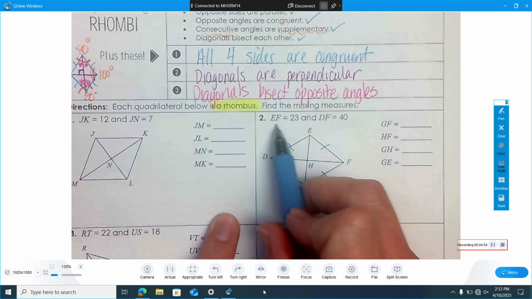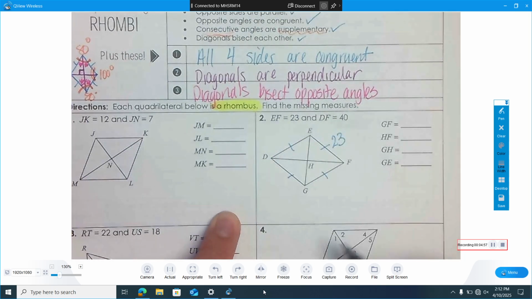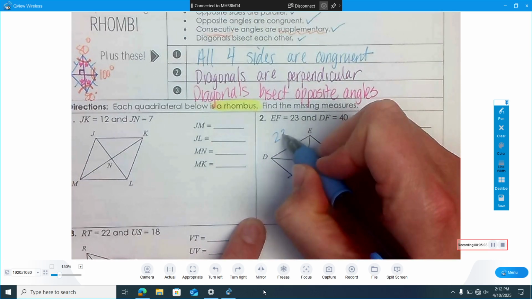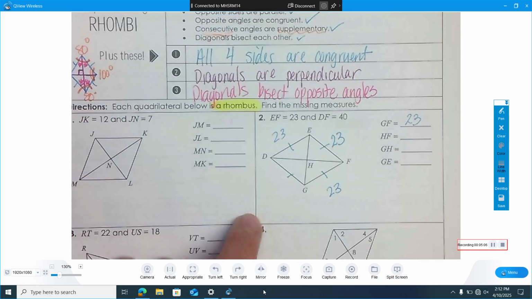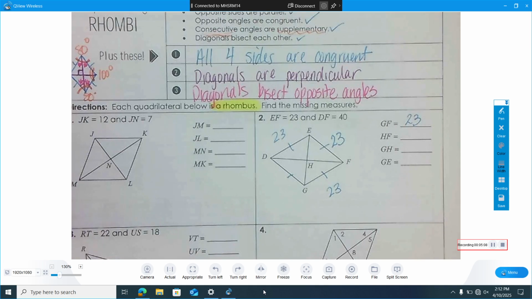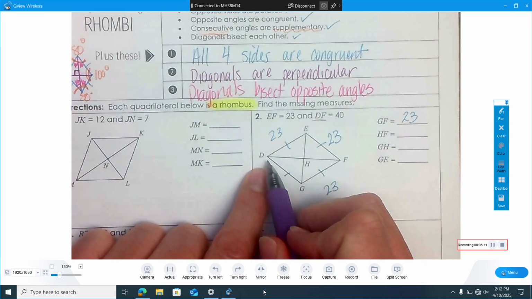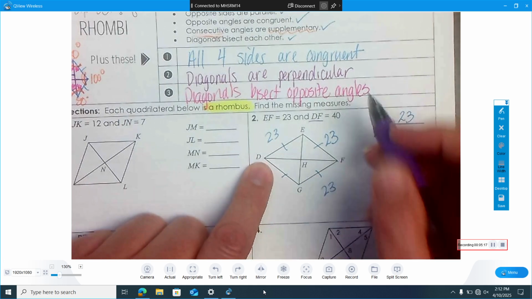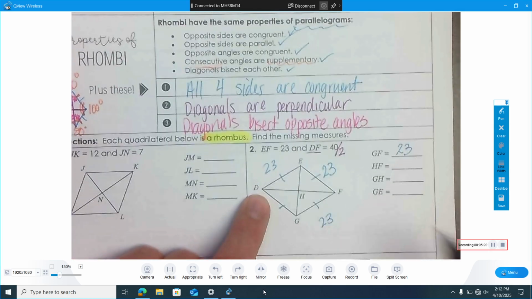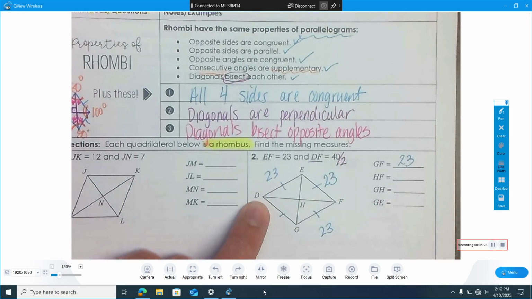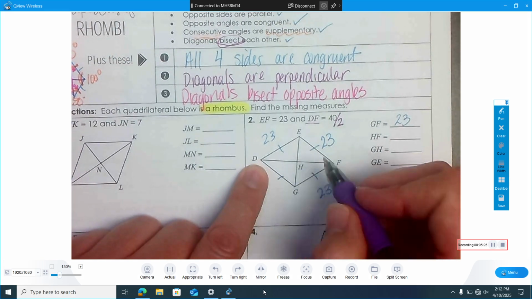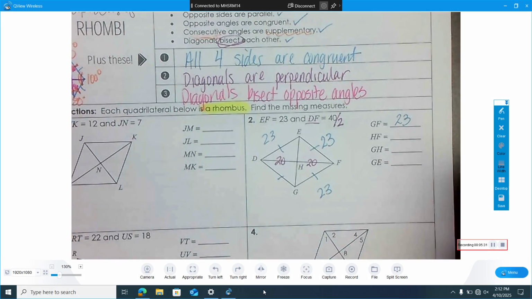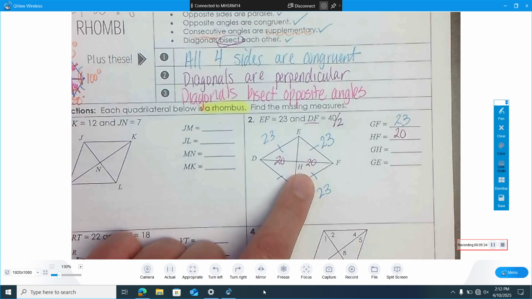All right. So if EF is 23, what do we know? GF is 23, DG is 23, they're all 23. All right. DF is this whole diagonal. What do we want to do with that whole diagonal? Split it in half, because if we have a diagonal, we know that they bisect each other, so diagonals are going to get cut into, in this case, a length of 20 and 20, which means HF is 20.